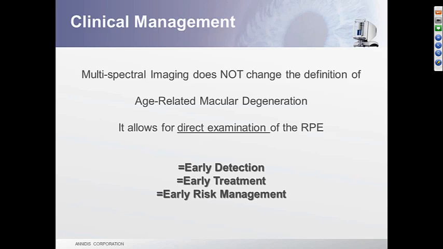So just keep in mind, multispectral imaging does not change the definition of age-related macular degeneration. It allows for direct examination of the RPE in a way that we've not traditionally been able to visualize without some advanced diagnostics. And in my view, even with fluoresceins that I run all the time in my clinic, the view that we get to the RPE devoid and past and around the drusen and hemorrhage is really fantastic. And certainly you all know that we can see early change and provide early risk management in the clinic.